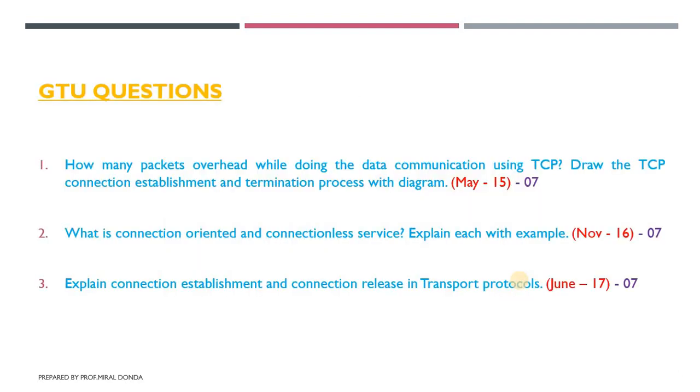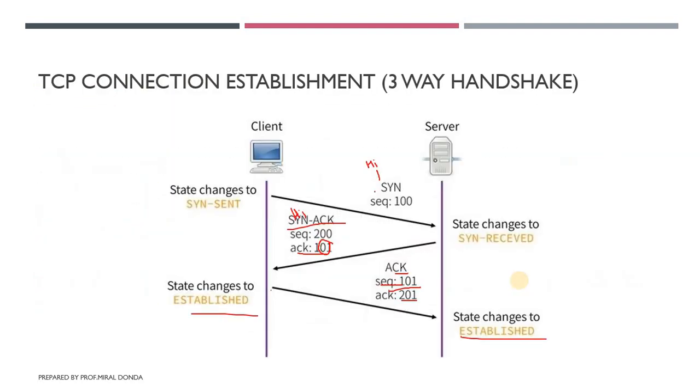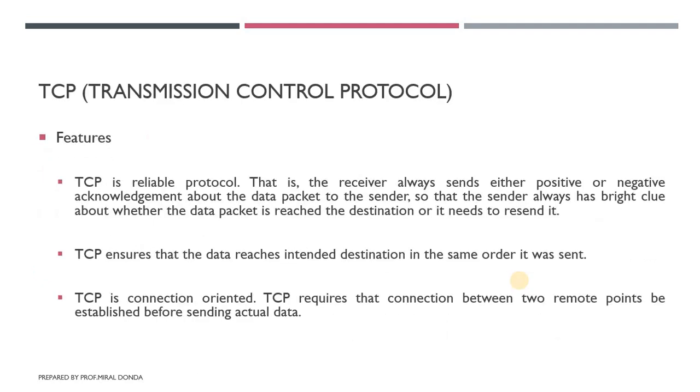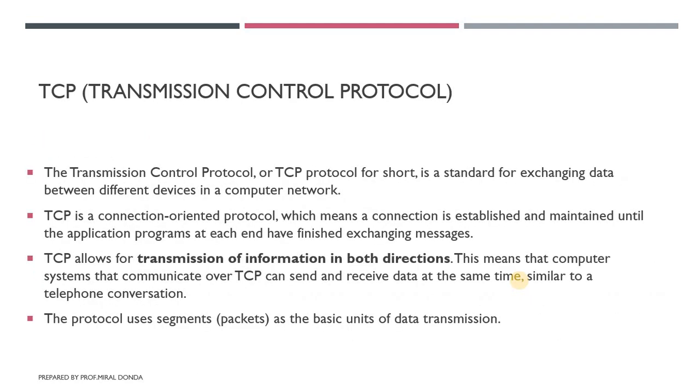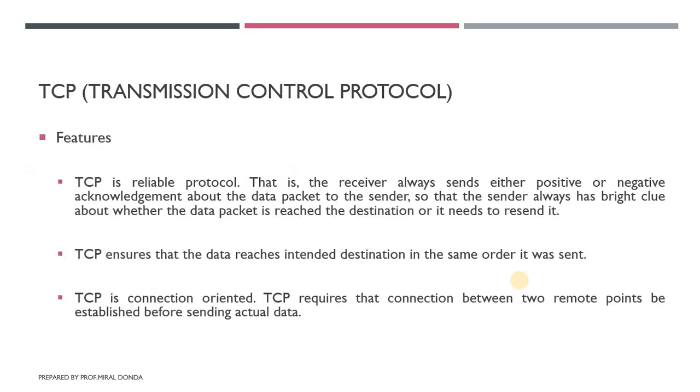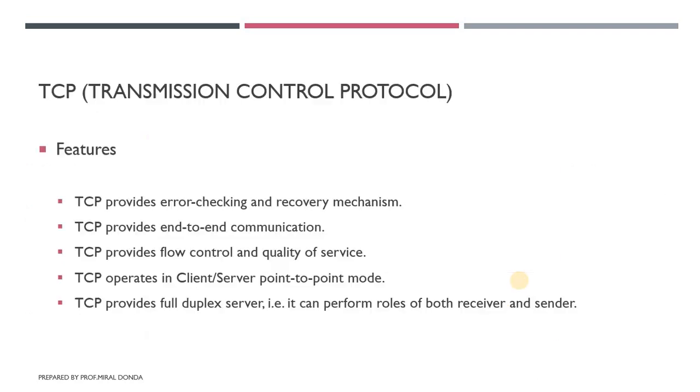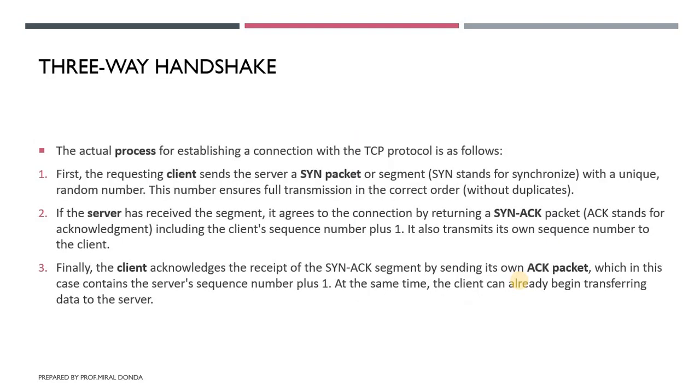This is a very important topic because many questions are asked in our examinations also. So let's revise each thing. TCP is the Transmission Control Protocol. It is a reliable protocol. It is a connection-oriented protocol. So first the connection is established between both sides, and then data is transferred. For connection establishment, it uses a three-way handshake process.